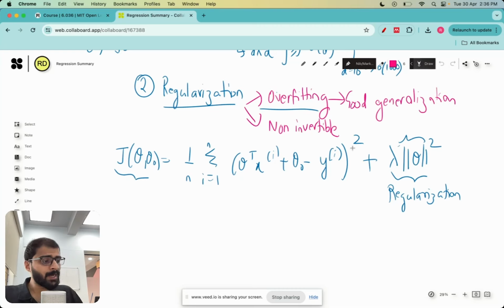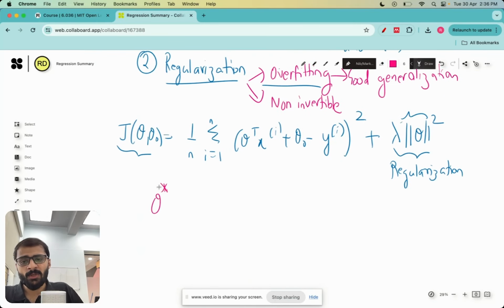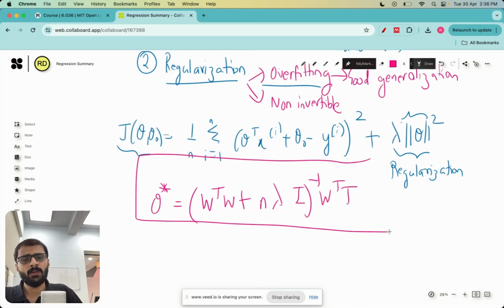Now it turns out that in the case of regularization, the optimized solution, which we saw in the non-regularized case, has a slight difference. It looks like this: (W transpose W plus N lambda I) inverse, times W transpose T, where N is the number of data points. This is what is actually happening. The analytical solution for the regularization term actually looks like this.